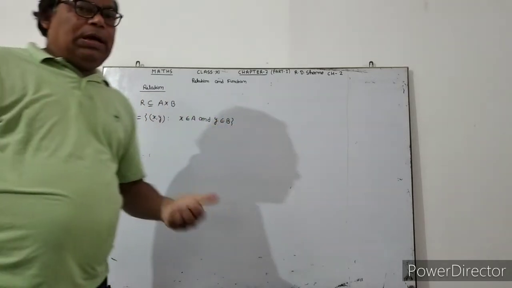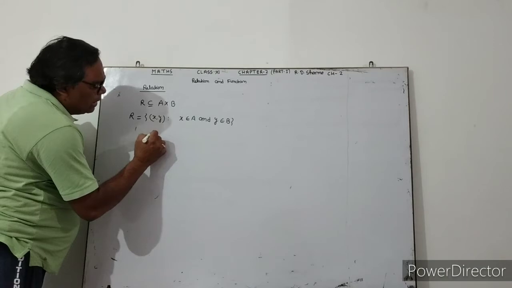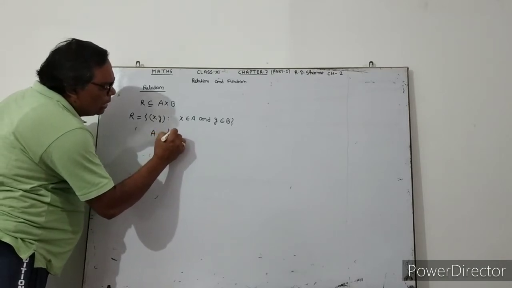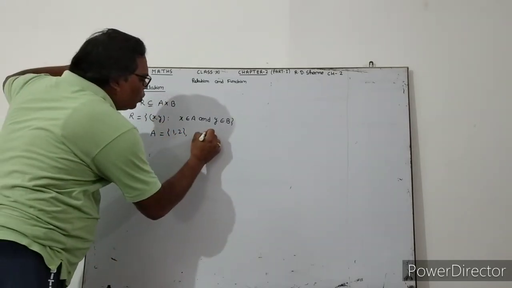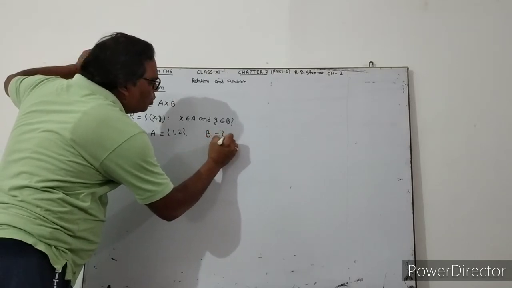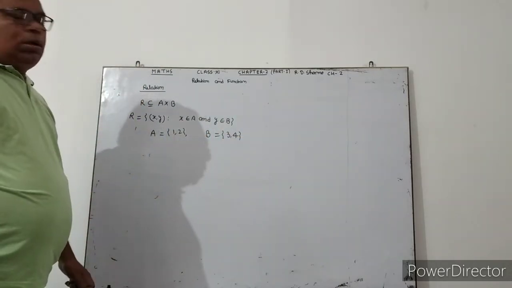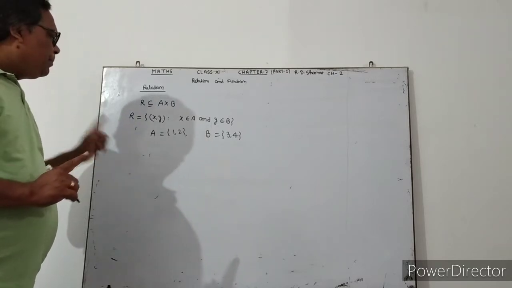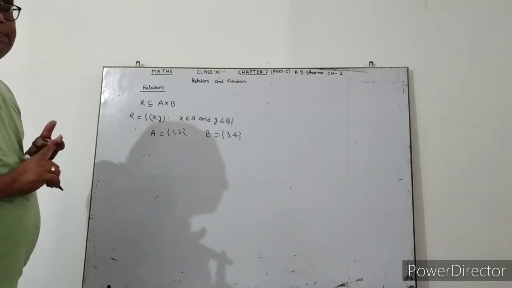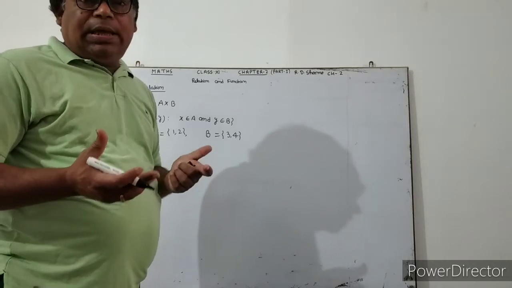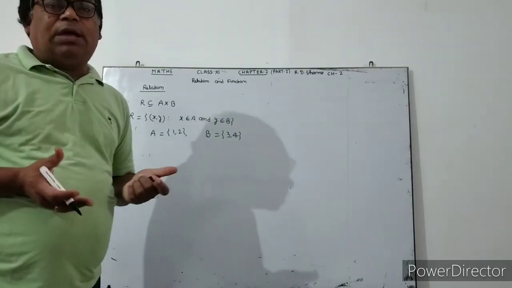अब देखो, we give a simple example. Suppose A equal to {1, 2} and B equal to {3, 4}. कोई भी रिलेशन लेंगे, रिलेशन A क्रॉस B का लेंगे तो हमेशा क्या होगा, कार्टेशियन प्रोडक्ट का सबसेट होगा। रिलेशन A का A के साथ भी हो सकता है, A क्रॉस A का भी हो सकता है, A क्रॉस B का भी हो सकता है। This depends on the nature of the question.